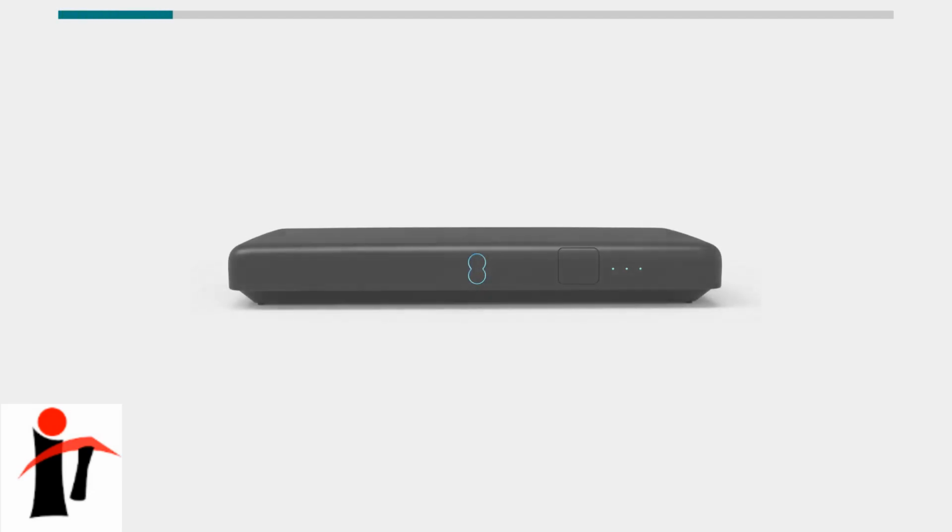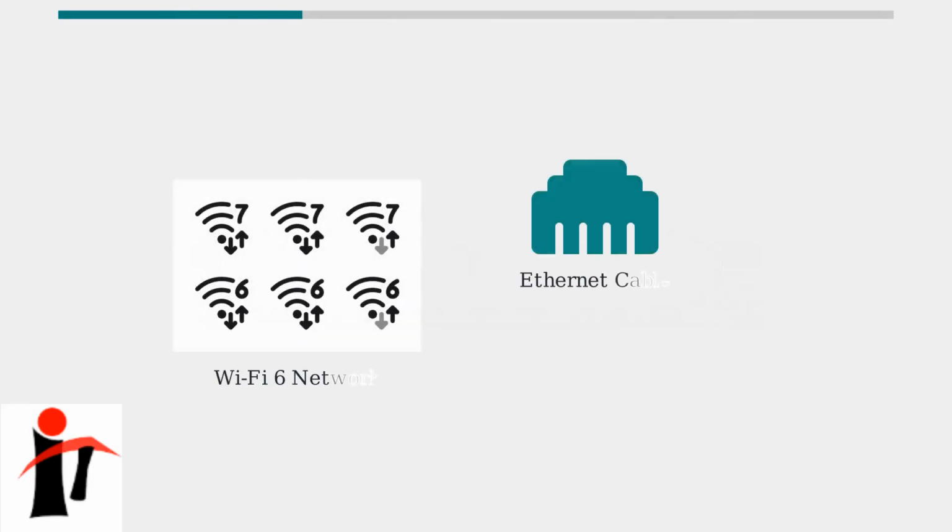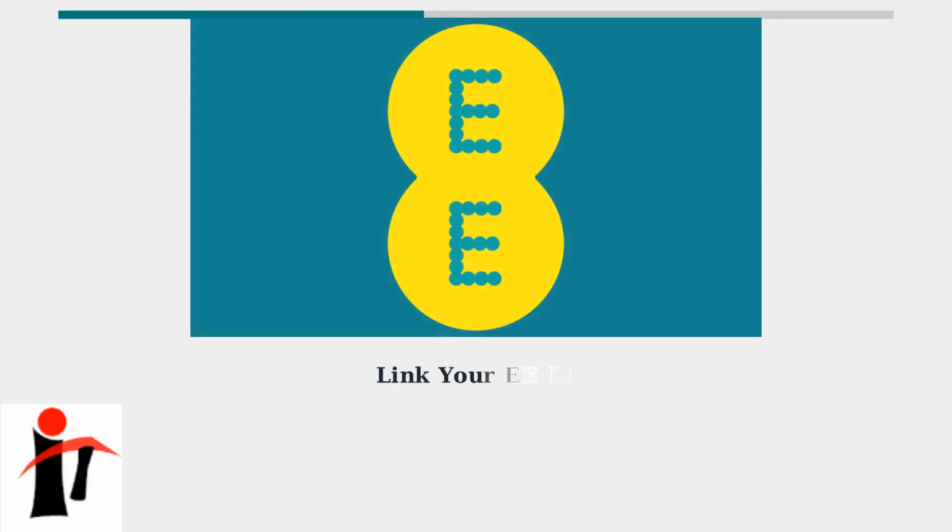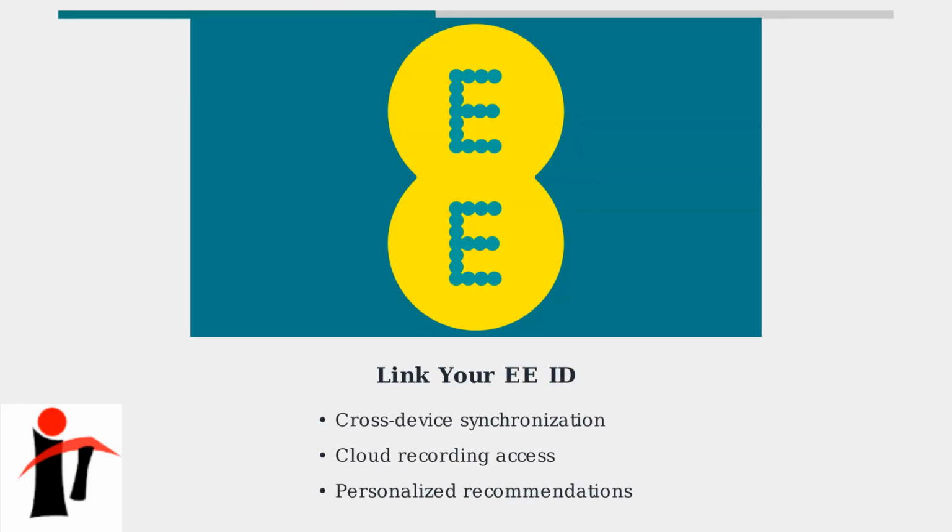Getting the most out of your EE TV Box Pro starts with proper initial setup and knowing the hidden navigation shortcuts that can transform your viewing experience. For optimal performance, especially when streaming 4K content, your network connection is crucial. An Ethernet cable provides the most stable connection, but if you must use wireless, ensure you're connected to a Wi-Fi 6 network. Next, link your EEID during setup to unlock powerful features.